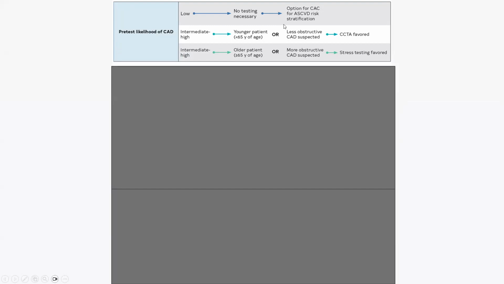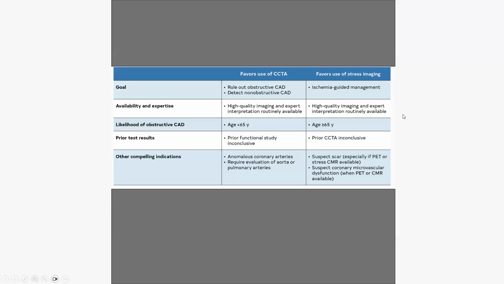If you're concerned for coronary artery disease, you have a pretest likelihood, which I'll go through in a second. If it's low, no testing needed. If you're intermediate to high risk, and generally if your patient's younger or you're suspecting less obstructive disease, CCTA is great at that and finding out how much non-obstructive disease we might have. Generally, for older patients, or if there already is obstructive CAD and you want to figure out the functional effect of that, we'll get or prefer stress testing. Kind of more of the same here, just comparing CT and stress imaging. CCTA is good for obstructive and non-obstructive disease, and better for younger patients.